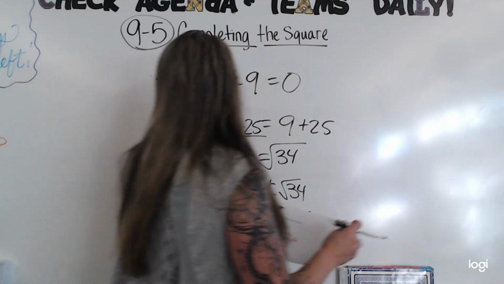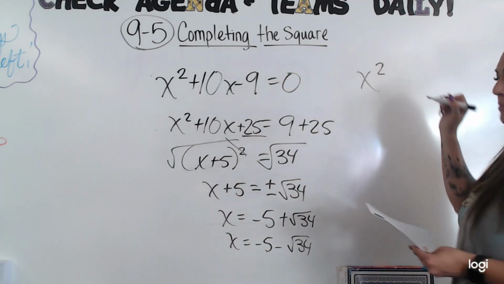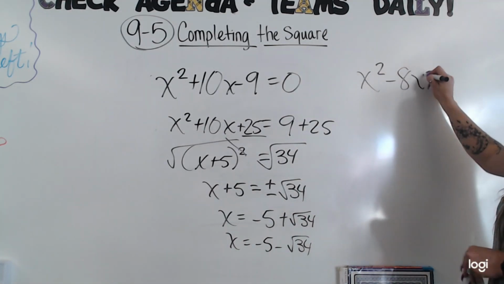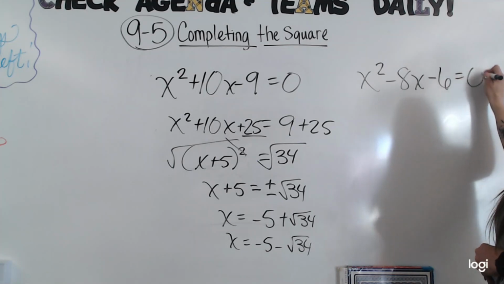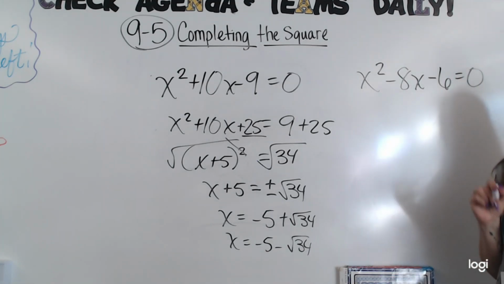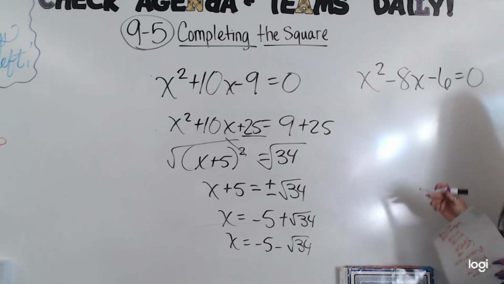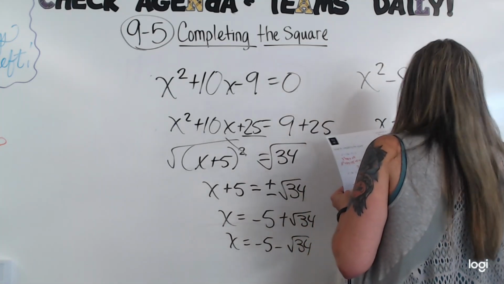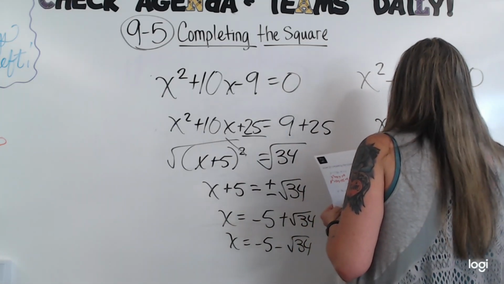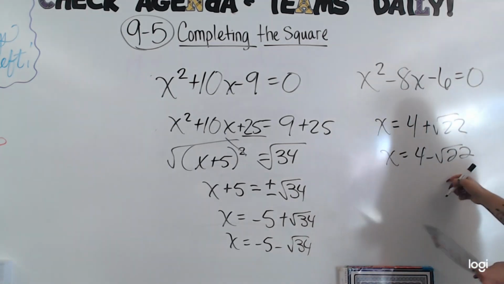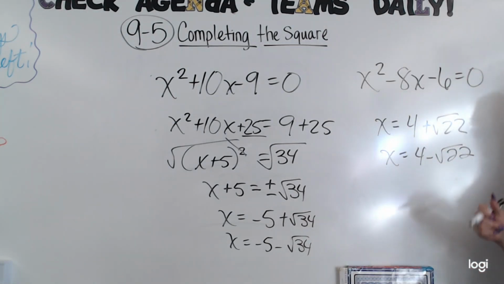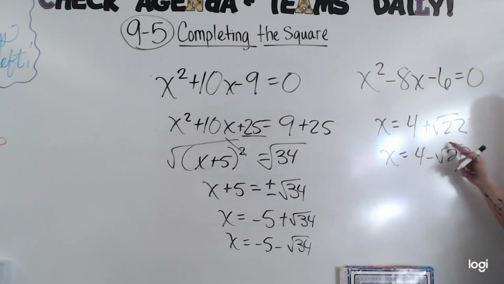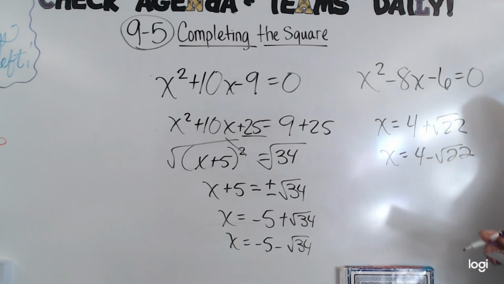So I'm going to give you a problem to try on your own and then pause it and come back and check your answer and see how you did. Make sure you pause it, try it, and come back and check. Okay, so these are the two answers that you should have got. If you did it correctly, nice job. 4 plus the square root of 22, 4 minus the square root of 22.